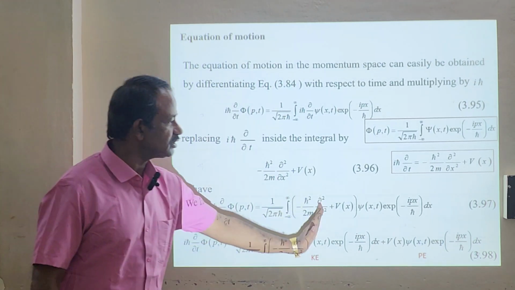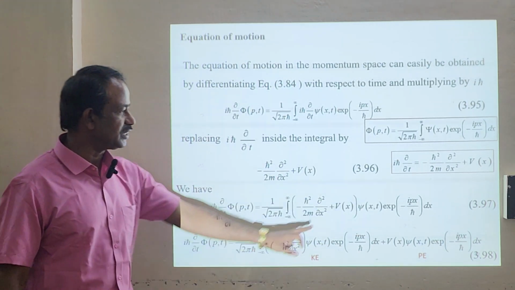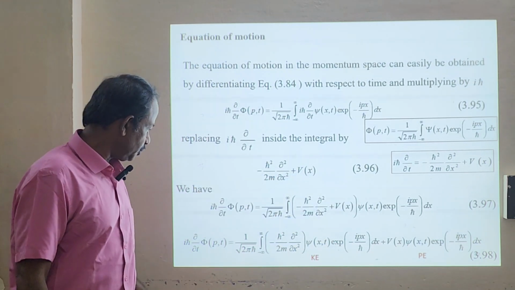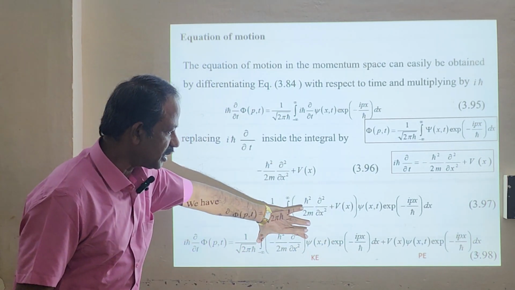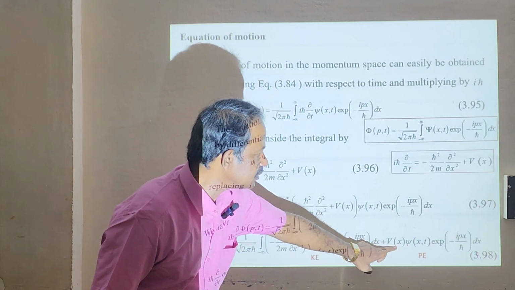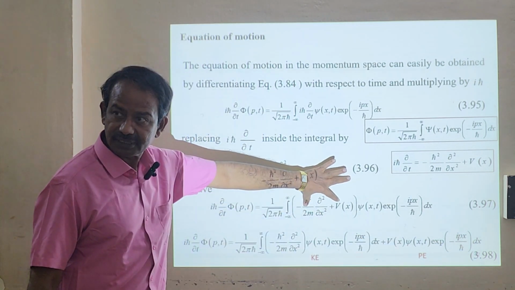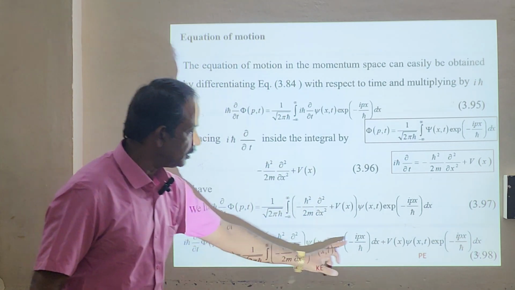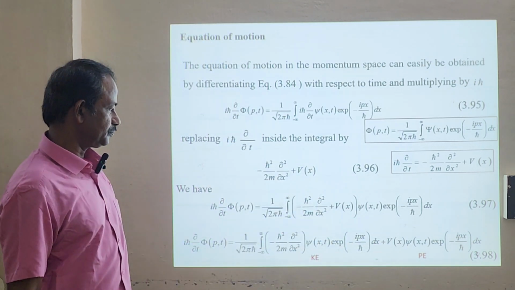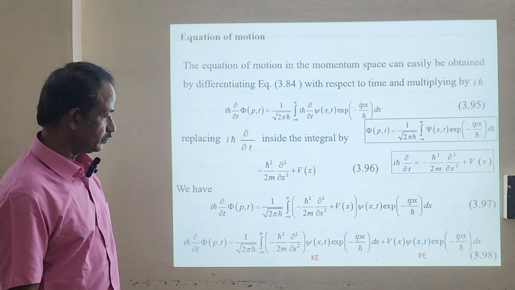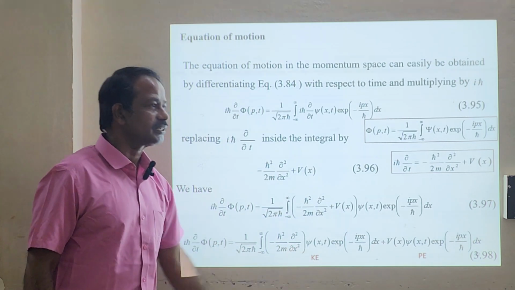Simple idea. Now you just separate. The plus is here, just separate. So you have the kinetic energy part here and the potential energy part here. Correct? Just separate these two equations, and you will get the kinetic energy part and the potential energy part. Any doubt?